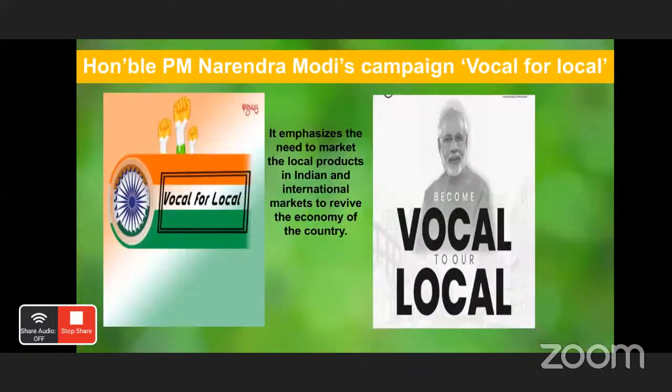Recently, during the COVID pandemic, our Honorable Prime Minister Narendra Modi's campaign was Vocal for Local. He emphasized the need to market local products in Indian and international markets to revive the economy of the country. Vocal for local is also very good, because GI is granted only to local products which are found only in a particular area. GI is a certificate that these products are only from a particular locality. So GI-based branding can be used to promote local products, particularly agricultural or horticultural products, across the globe.